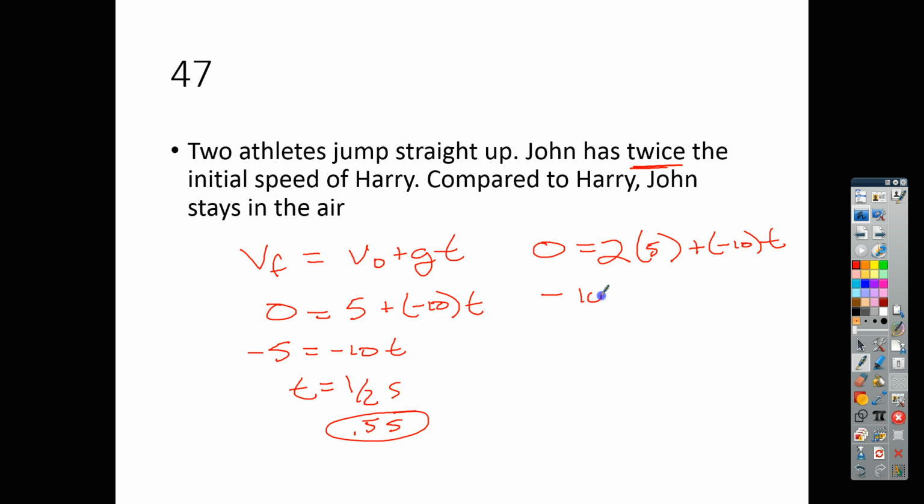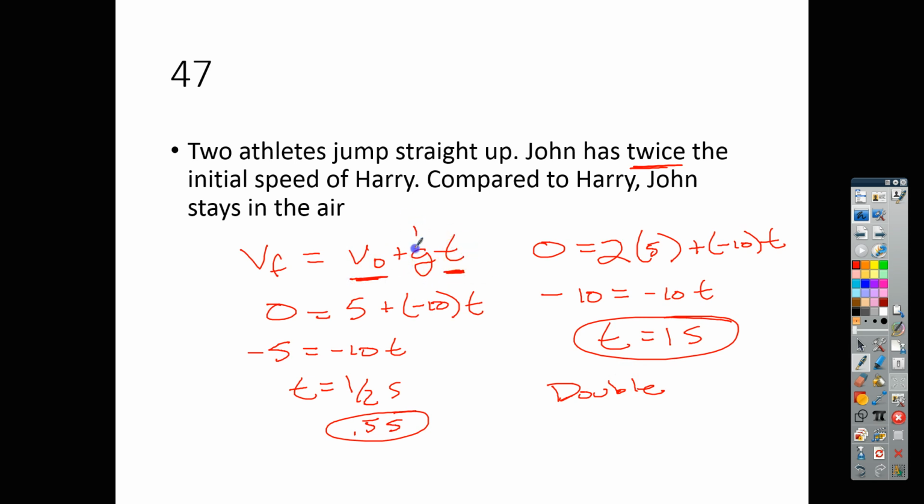5 times 2 is 10. Going to move it to the other side. That makes it negative 10 equals negative 10 times t. And so this person is in the air for 1 second. So we actually can double the time if you double the original speed. So once again, if you double one thing, you have to double this one because the gravity stays the same and our final velocity is the same.